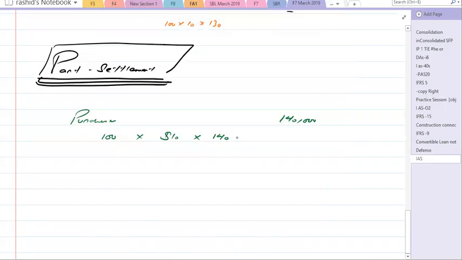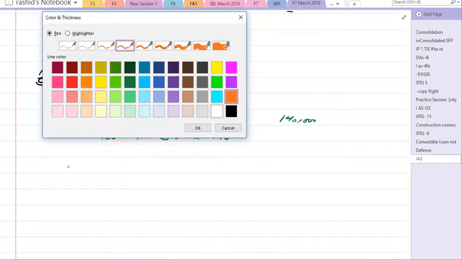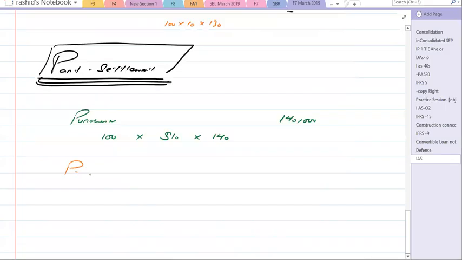Now suppose you are paying for just 30 units, like a payment. You're paying for these 30 units. So 30 multiplied by $10. And what was the rate? The rate was, for example, 130.